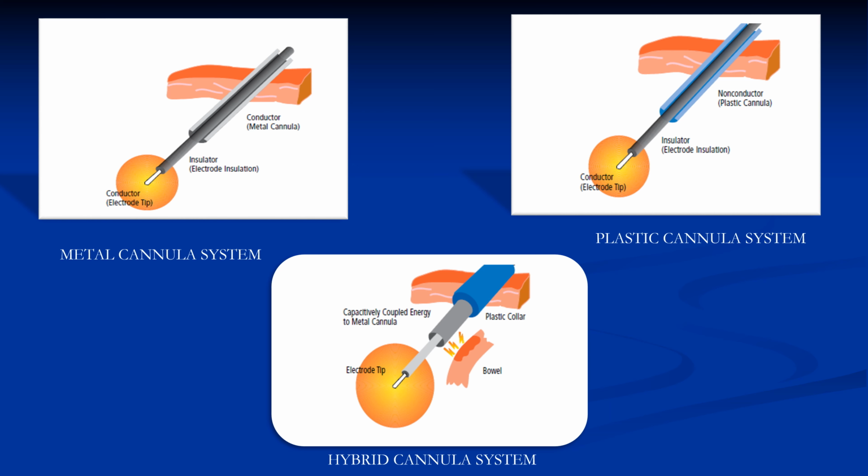Hybrid cannula system. The worst case occurs when a metal cannula is held in place by a plastic anchor. The metal cannula still creates a capacitor with the active electrode. However, the plastic abdominal wall anchor prevents the current from dispersing through the abdominal wall. The capacitively coupled current may exit to adjacent tissue on its way to the patient return electrode, and this can cause significant injury.